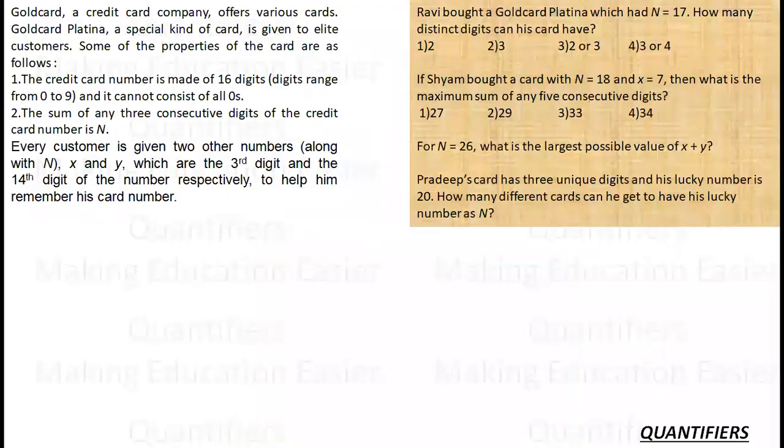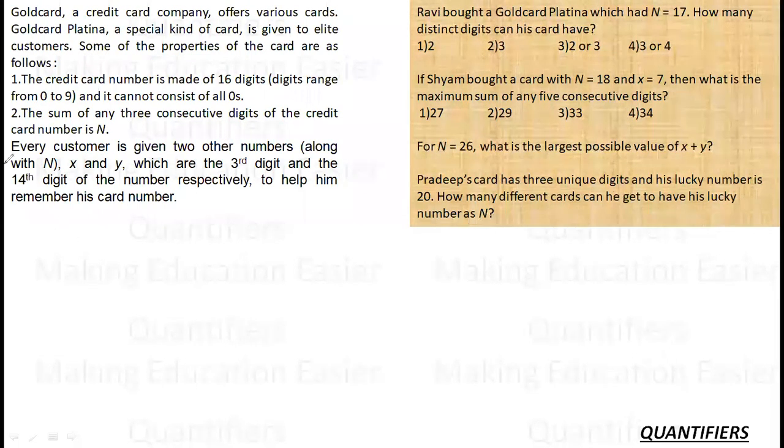Okay. So let's see what the set is all about. It says Gold Card, a credit company, offers various credit cards, Good Platina, a special kind of card given to elite customers. Some of the properties of the card are: the card number is made up of 16 digits. Digits range from 0 to 9 and it cannot consist of all zeros. So there has to be a few numbers different than 0.